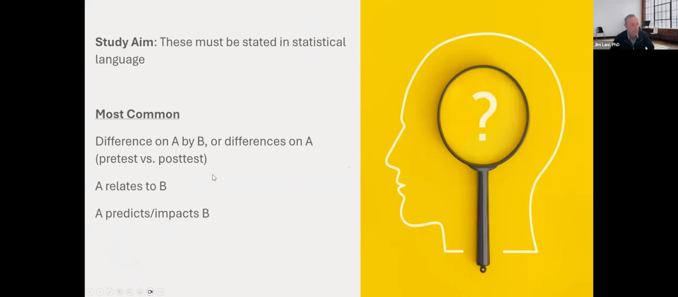Common languages for statistical tests. Are there differences on A by B? Does A relate to B? Does A predict B or impact B? I call that statistical language. I'm not sure it's official, but I call it that because I've seen it enough over the decades that it implies things to people. It implies things to your committee, and to journal reviewers. So think about language like differences, relating, predicting.